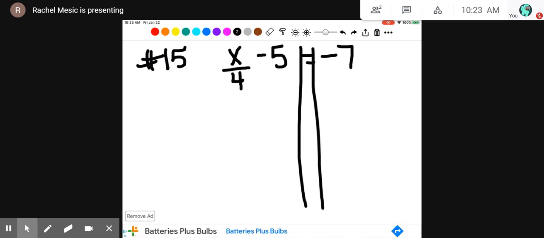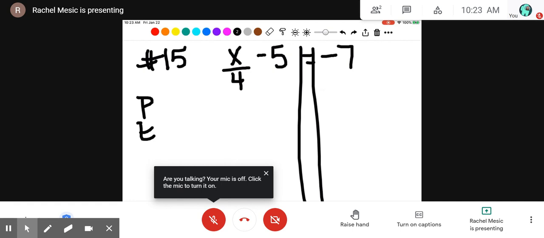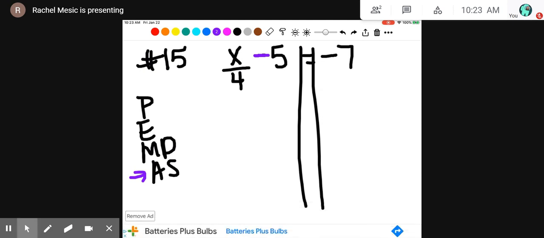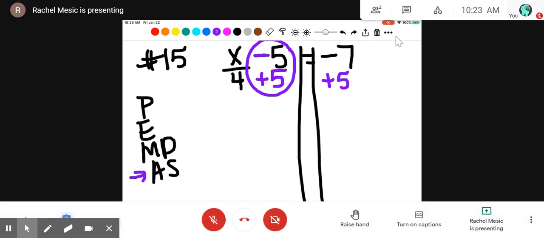Here's number 15. So again, we're doing PEMDAS in reverse. Step 1 is to add or subtract. On the side with the variable, I see subtraction. So our inverse is addition. We're going to add 5 because that will make 0, which helps us get rid of that integer. So we're adding 5 to both sides.